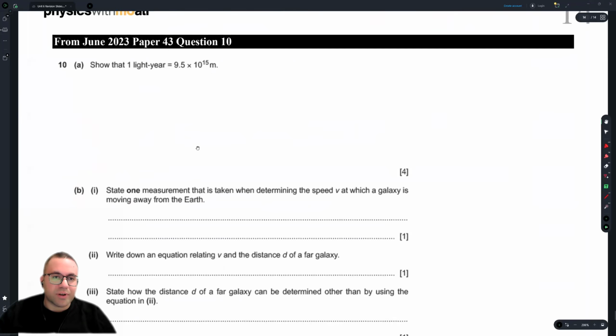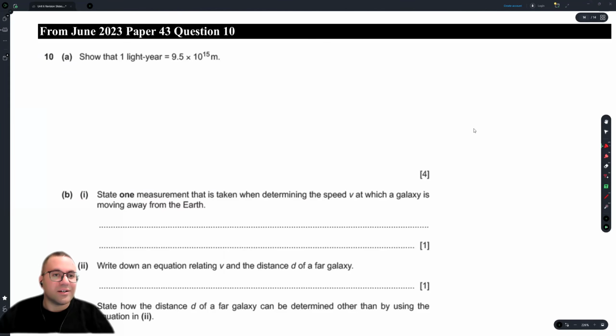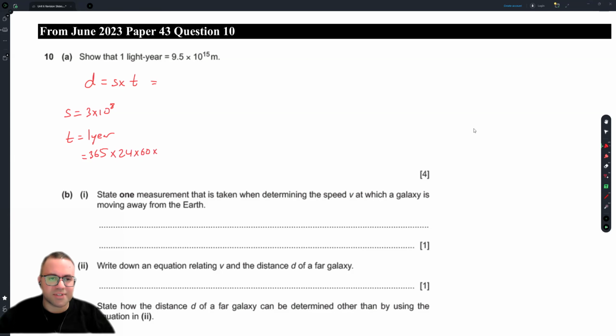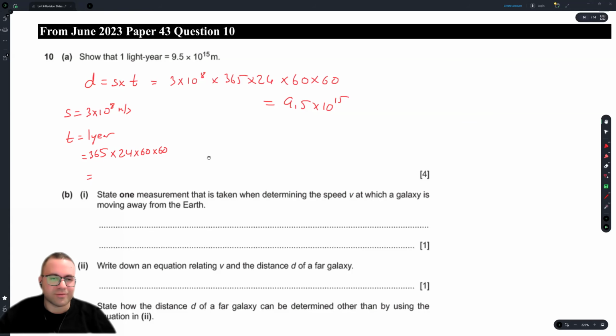Show that 1 light year is 9.5 times 10 to the power of 15. Oh, this one's nice. How do I show that? Distance is equal to speed times time. The speed is 3 times 10 to the power of 8, because that's the speed of light, and the time is 1 year, which is 365 days times 24 times 60 times 60. I change it to seconds, because the speed is in meters per second. So it's just 3 times 10 to the power of 8 times 365 times 24 times 60 times 60. This will give you 9.5 times 10 to the power of 15. It's actually 9.46, but 9.5 is fine.